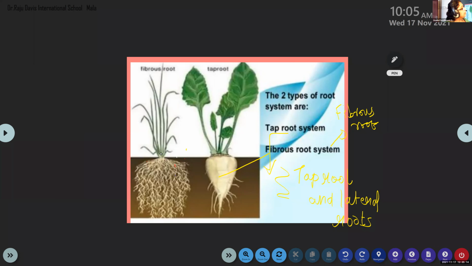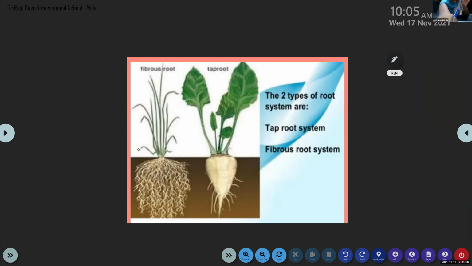Okay, Jelin Elizabeth, can you hear me? Can you tell me what do you mean by reticulate venation? Ma'am, the veins form a net-like web design. Okay. So in this, we can see the veins of the leaf form a net, which is called reticulate venation. Similarly, you know the fibrous roots are under reticulate venation and taproots are under parallel venation.